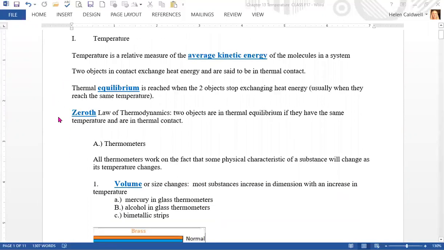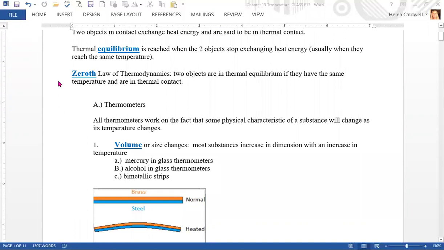And this brings us to the 0th law of thermodynamics. So two objects are in thermal equilibrium if they have the same temperature and they're in thermal contact. Why didn't they name this the first law? Well, because they didn't think of it first. We have a first and a second law of thermodynamics, and then they thought of the 0th law. They said, wait a minute, we need to have something defined first before we talk about these other two. They didn't want to renumber everything, so we're stuck with a 0th law, that if you're in thermal equilibrium, you have the same temperature and you're in thermal contact.